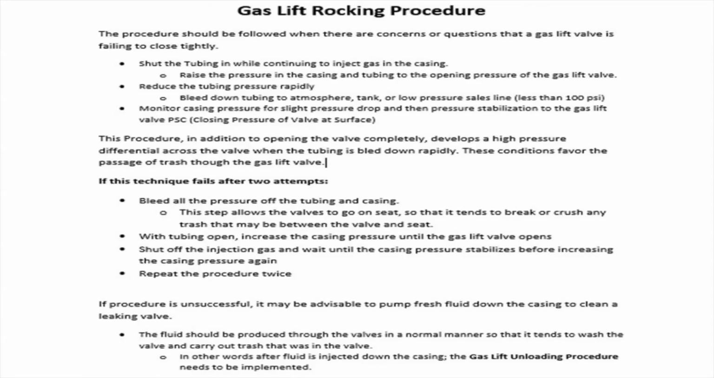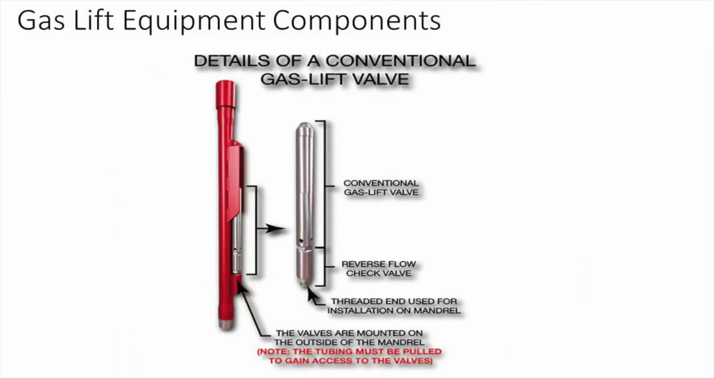Rocking procedure. So this works very well for hung open valves, for debris stuck in the gas lift valves downhole, and trying to remove that debris without removing the production tubing. And essentially what you're doing is you're creating a large differential between your tubing and your casing, and you're forcing that debris out of the gas lift valves.